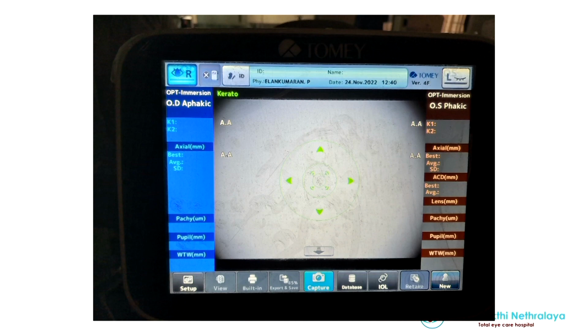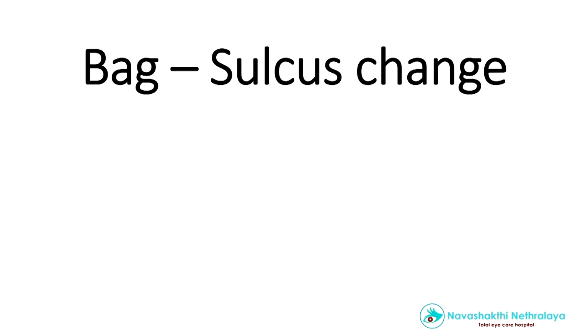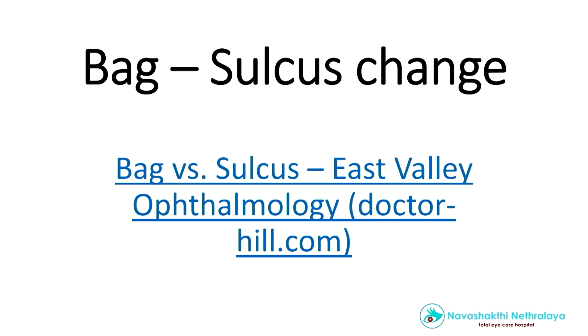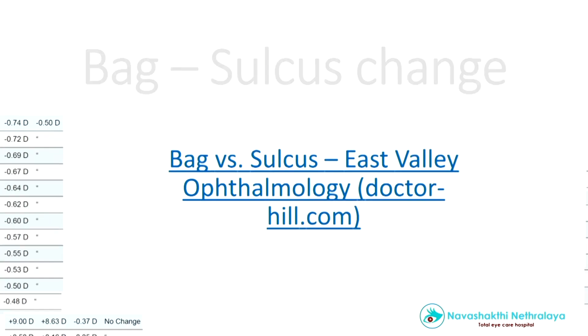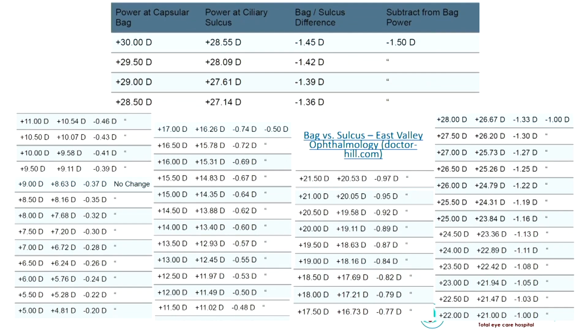The second thing we should know is, if the lens is placed in the sulcus, what should be the change? Almost all of us, previously, used to just use some 0.5 or 1 depending on where we place the lens. But with this nomogram, we are nearly accurate. It's available on Dr. Hill's website. So this is what it says. For each power, there is an error that is given and then the correction that is denoted.